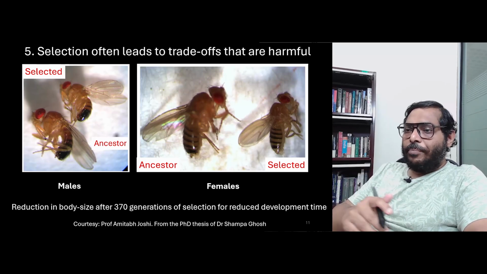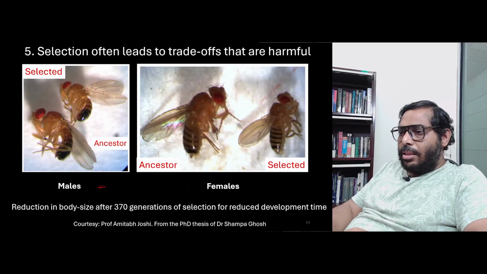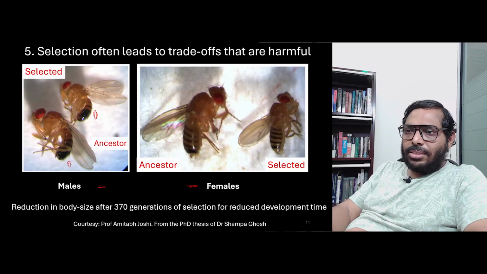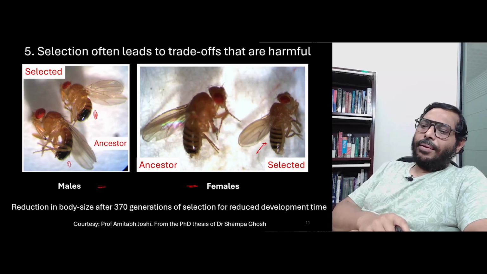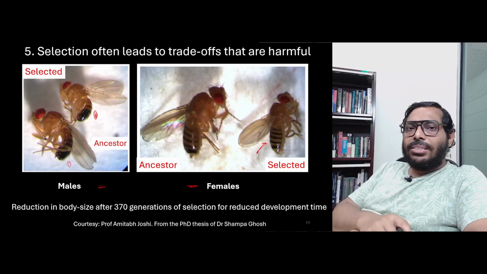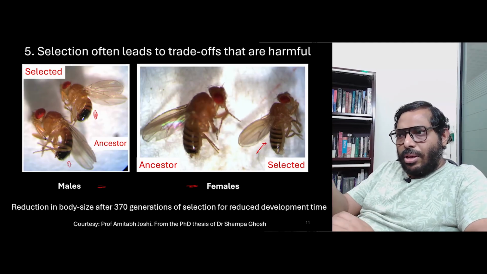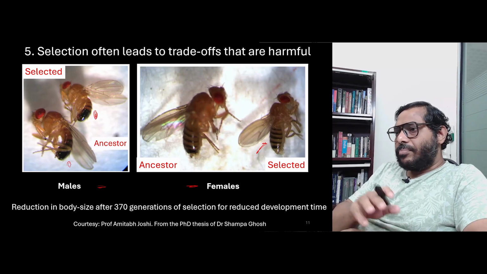You can see that here. So here we are showing you the males on this side, the females on this side, and these are the ancestral flies and these are the selected flies. Can you see their body size? You can see that both for the male and for the female, these flies have become much smaller, and this is after about 370 generations of selection, which in terms of evolution is actually not a very large number.